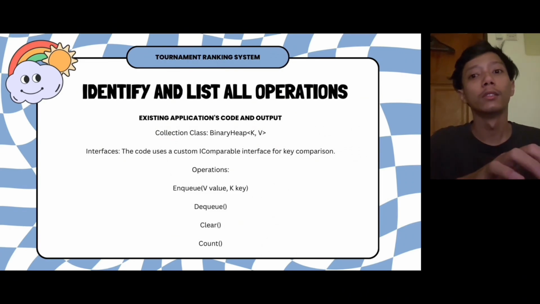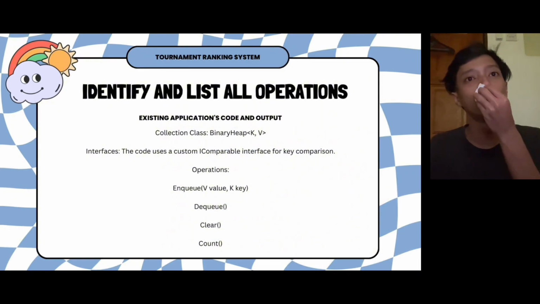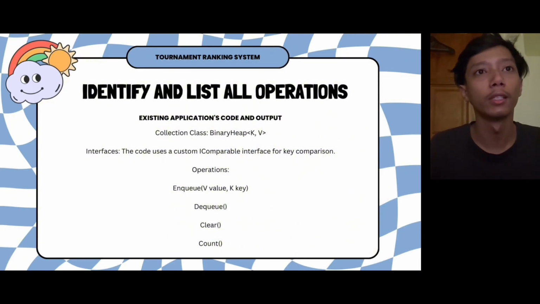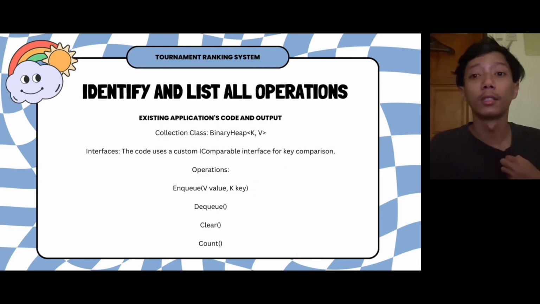The key operations in the binary heap, the first one is NQ. So this operation adds a new player and their score to the heap. The new player is initially placed at the end of the heap. The system then compares the new player's score with their parent's score and swaps positions if necessary, repeating this until the heap property is restored. So this process ensures the highest priority player remains at the root.